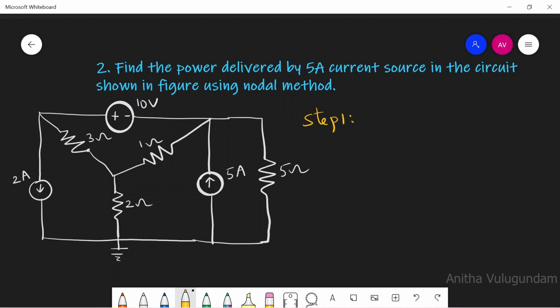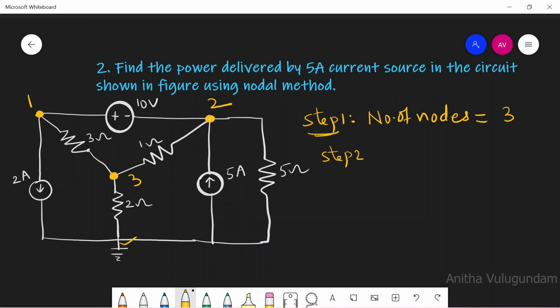Step 1 is to identify the number of nodes. A node is a common point where two or more elements are connected. I'll consider this as 1, this node as 2, this node as 3. Here the ground is given, so there is no need to take it as a separate node. Number of nodes equal to 3.